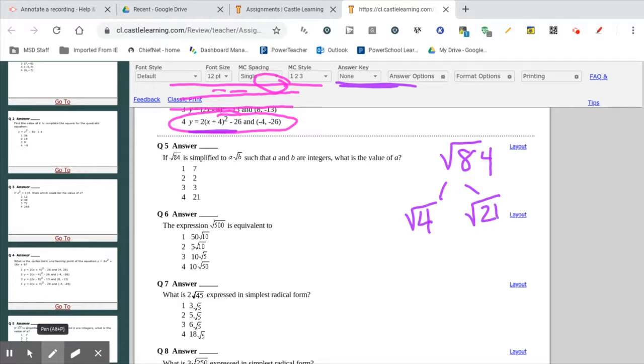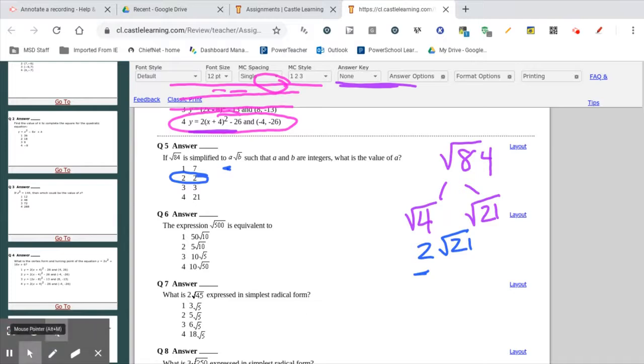So the one that's a perfect square is your 4. The square root of 4 is equal to 2. And we're at 2 square root 21. So if they want to know the value of a, they're looking for the integer that's on the outside, which here is positive 2.